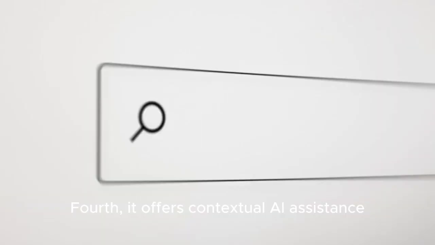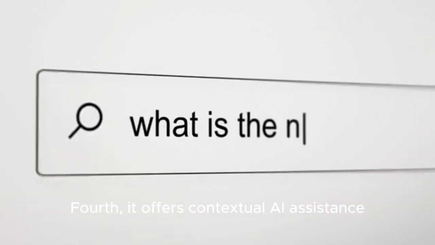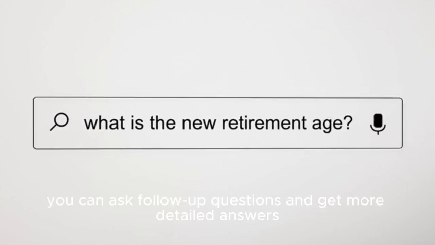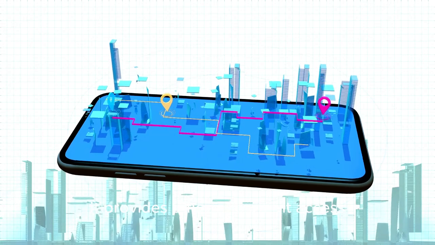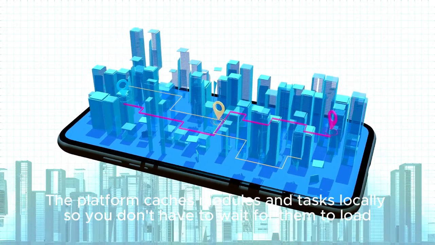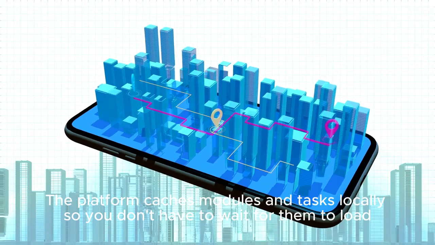Fourth, it offers contextual AI assistance. Since each task has a specific context, you can ask follow-up questions and get more detailed answers. And fifth, it provides efficient content access. The platform caches modules and tasks locally, so you don't have to wait for them to load.